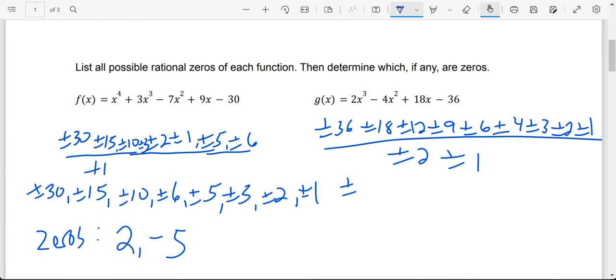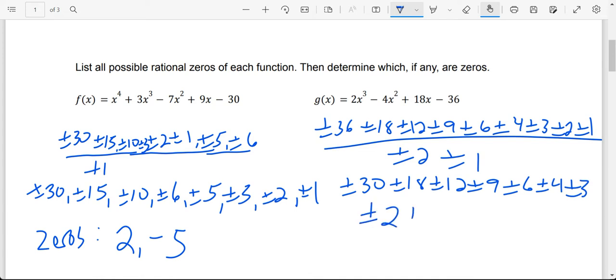So we're going to get plus or minus 30, plus or minus 18, plus or minus 12, plus or minus 9, plus or minus 6, plus or minus 4, plus or minus 3, plus or minus 2, plus or minus 1. So I did all of them divided by 1 first. I'll divide by 2, then get plus or minus 18. I don't know why I put 30 here. 36. That was not good by me. Then I don't need to put 18 twice.